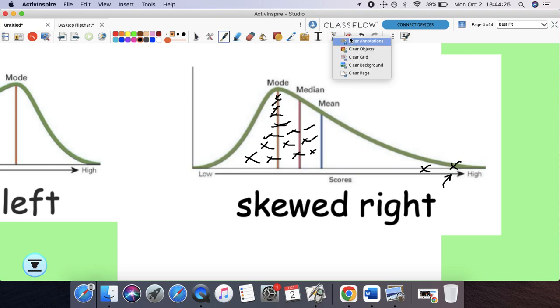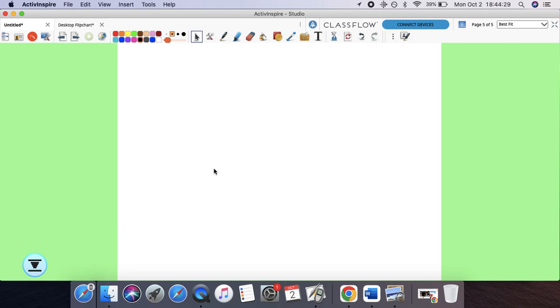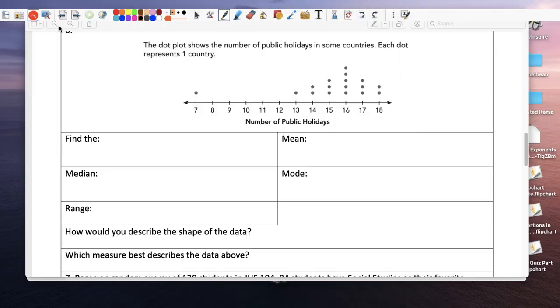And then when it's symmetrical, if you think about it, that's your mode, that's your mean, and that's your median. Okay. Then let me go back to this.